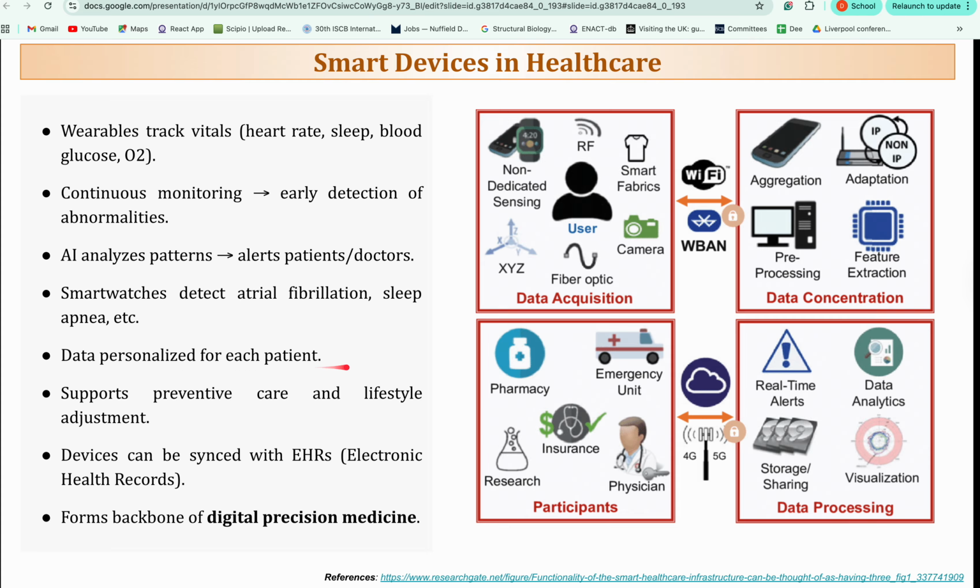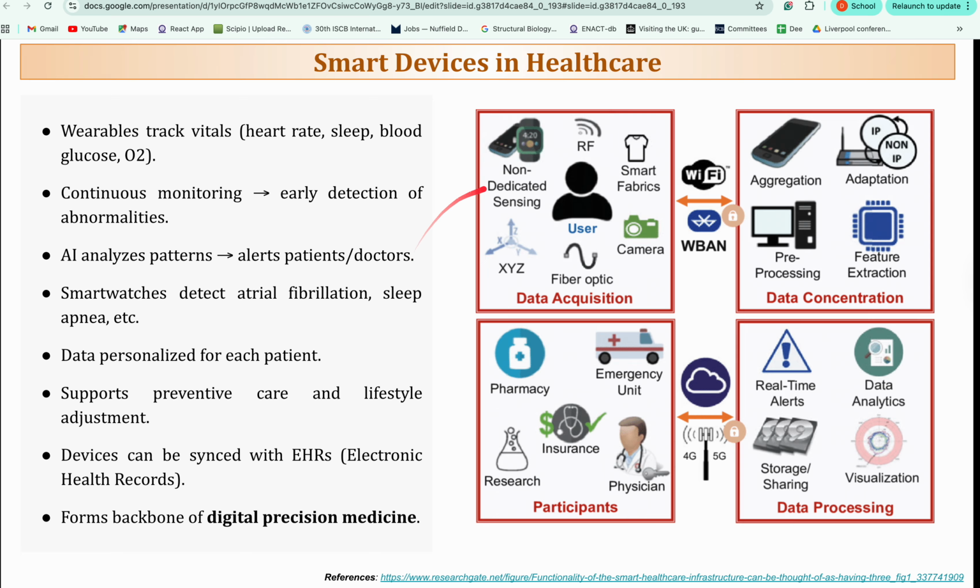So the data is personalized for each patient, because the smart device which you are wearing is designed for you. So it will give your vitals. In that way it is personalized for each patient. It supports preventive care and lifestyle adjustments. Devices can be synced with EHRs, which are electronic health records. So that particular data will also be recorded in data records, so that you can come back and check how the different vitals are varying with time. It forms the backbone of digital precision medicine.